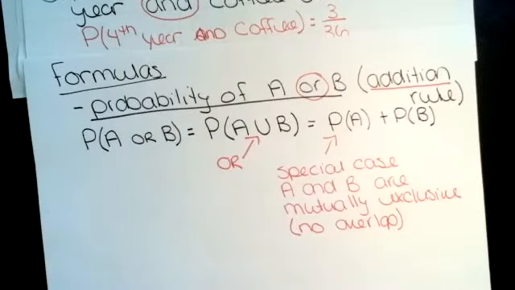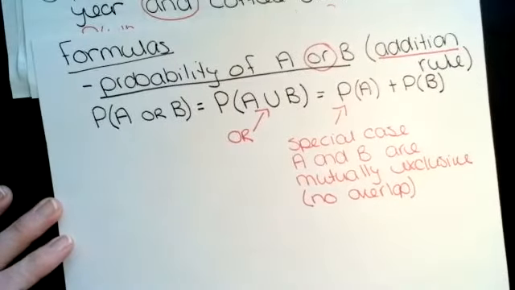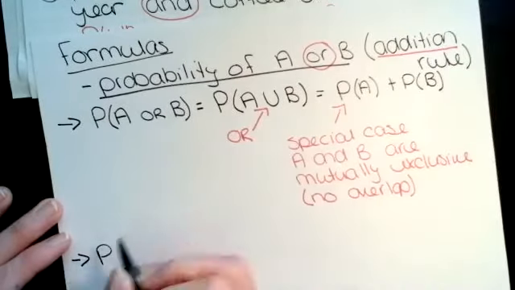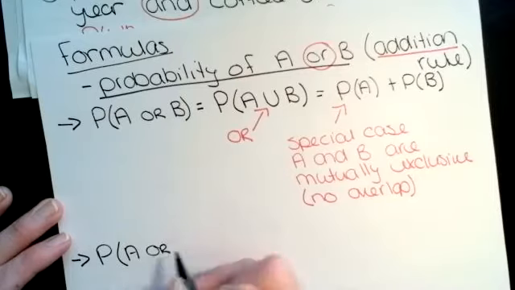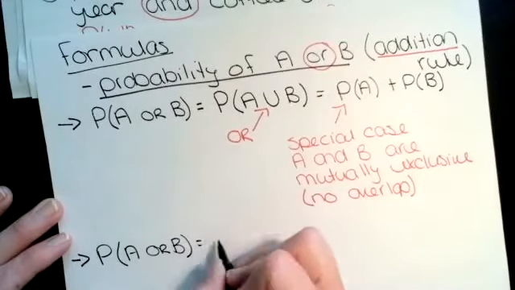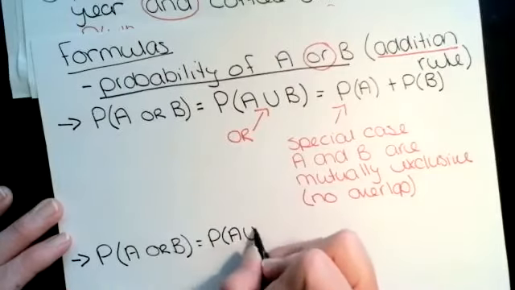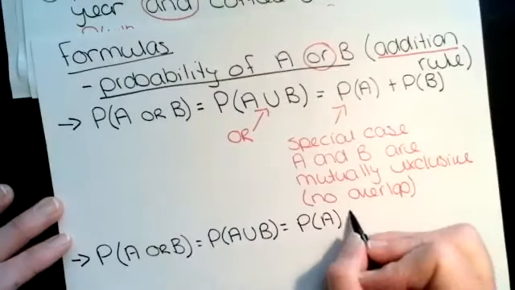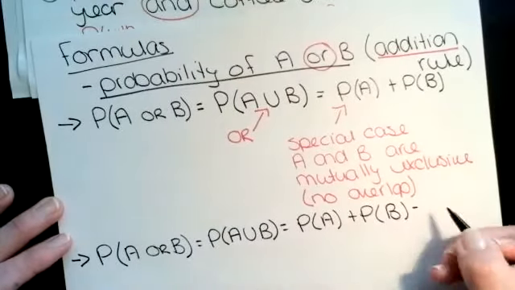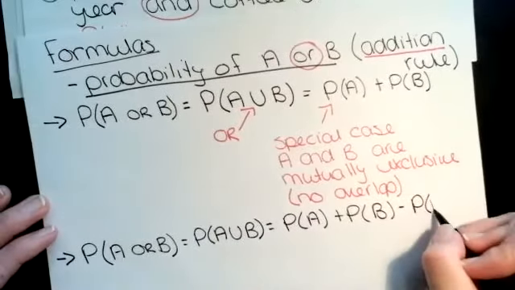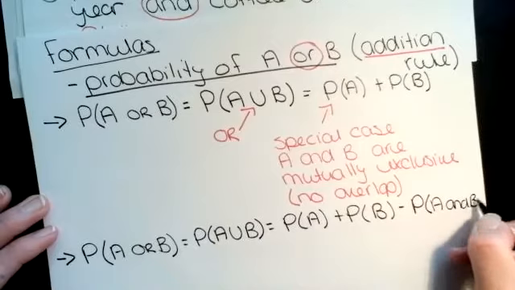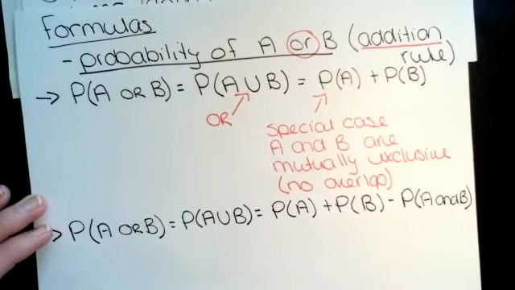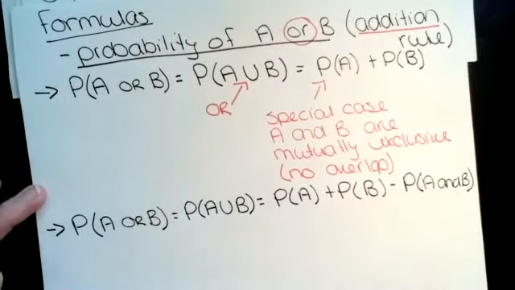Now I want to give you what we call the general rule. And again, I'm going to write the same notation here. Let me just write an arrow so we know something new. So again, it's A or B, or I can write it with my union. It's the same thing. It's just now this is my general rule. And it's still addition. It's just I'm adding something else to it or subtracting. And what I'm subtracting is the probability of A and B occurring.